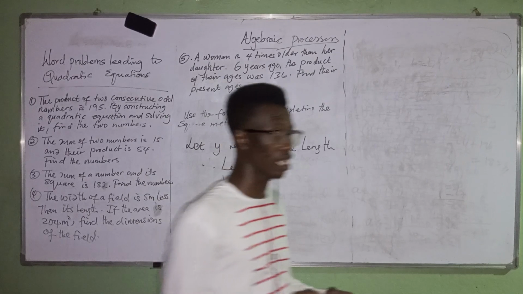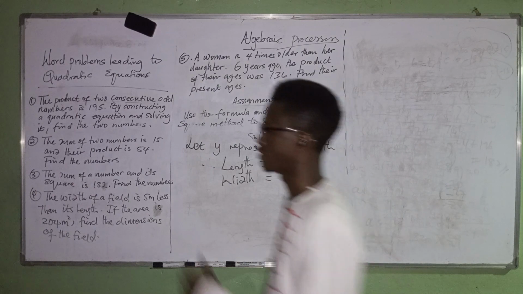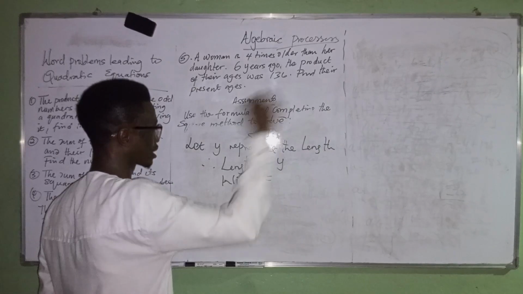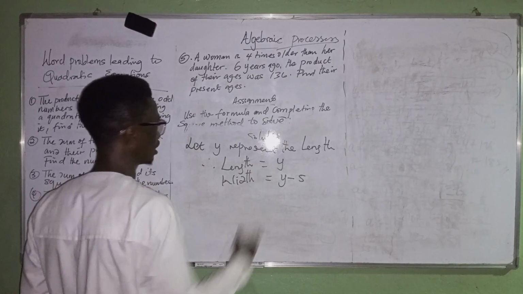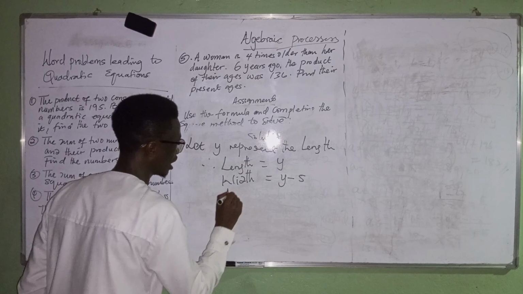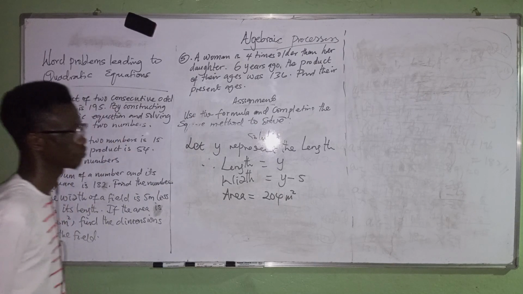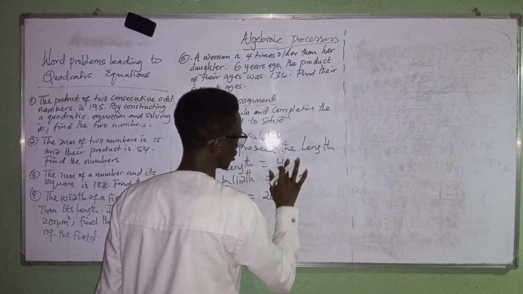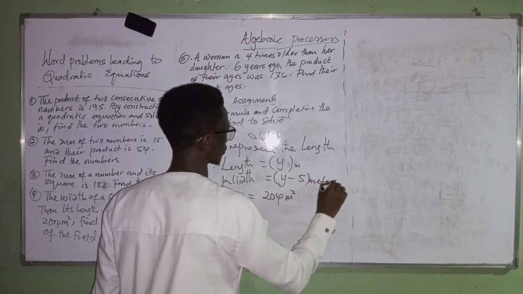So if the length is 10 meters, then the width is going to be, you subtract, that will be 5. If the length is 15, the width is going to be 10. So in that case, you are subtracting. So the width is y minus 5. The width is 5 meters less than the length. And it says the area of the field is 204 meters square. So this is meters, and this again in meters.